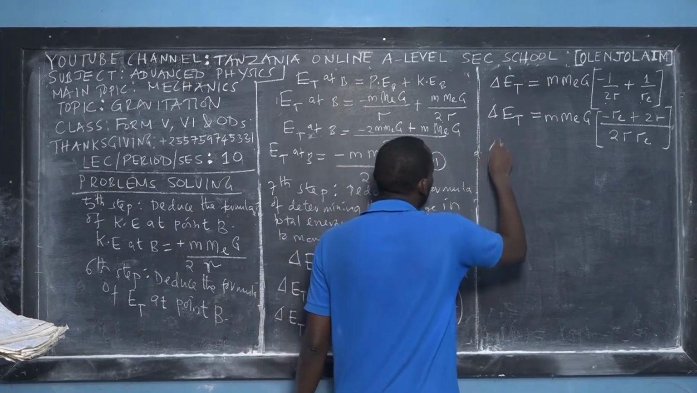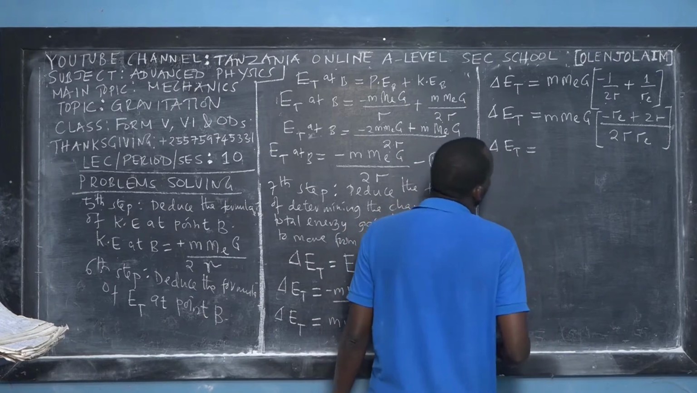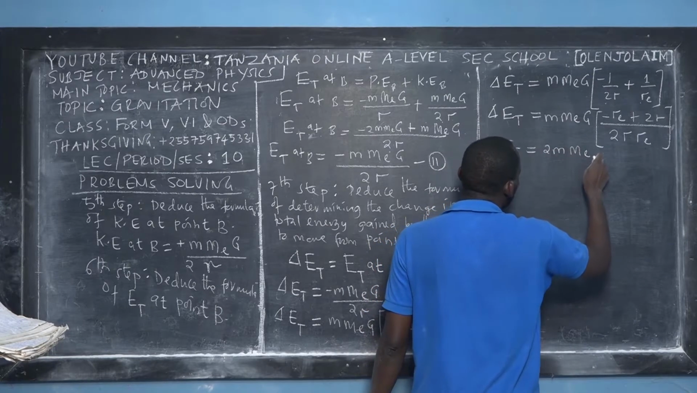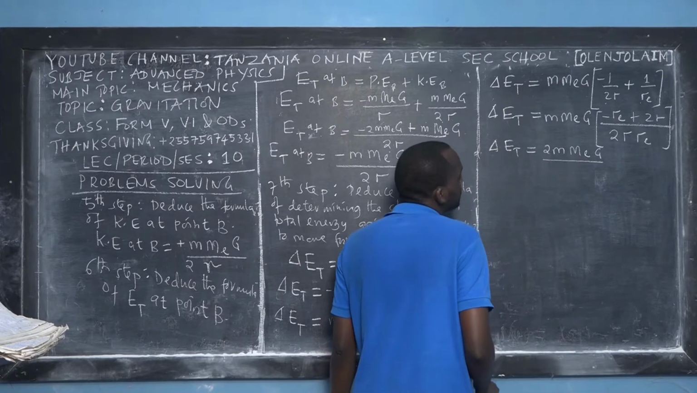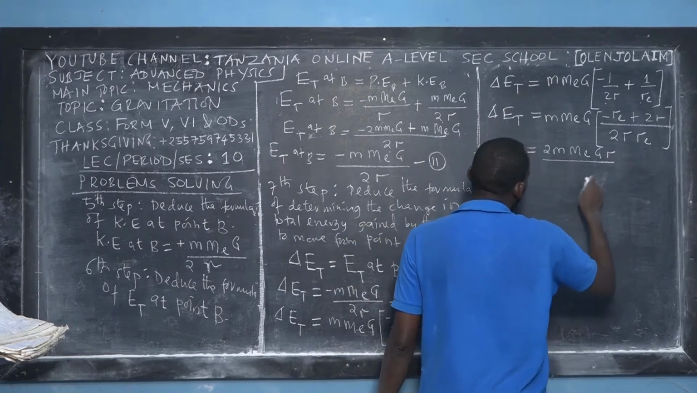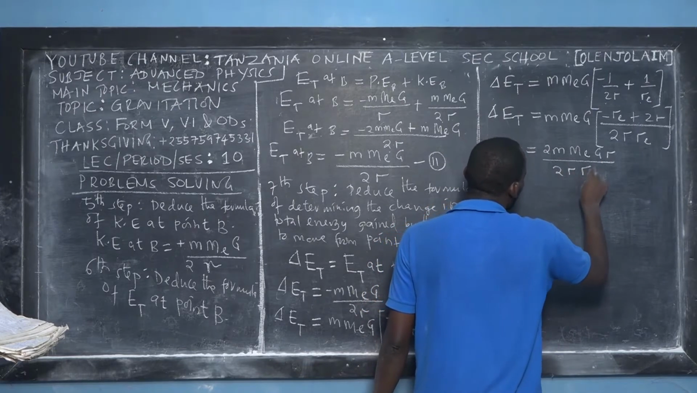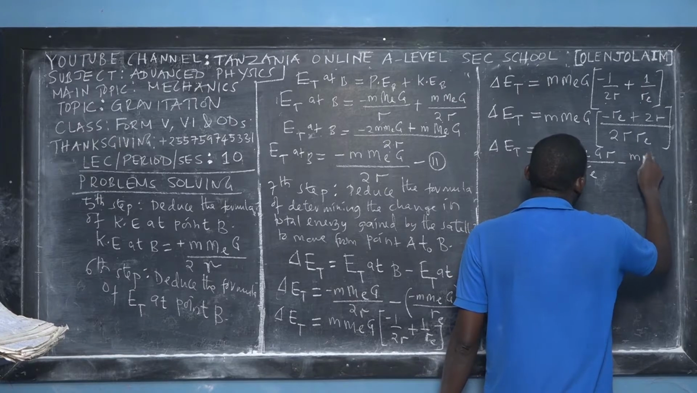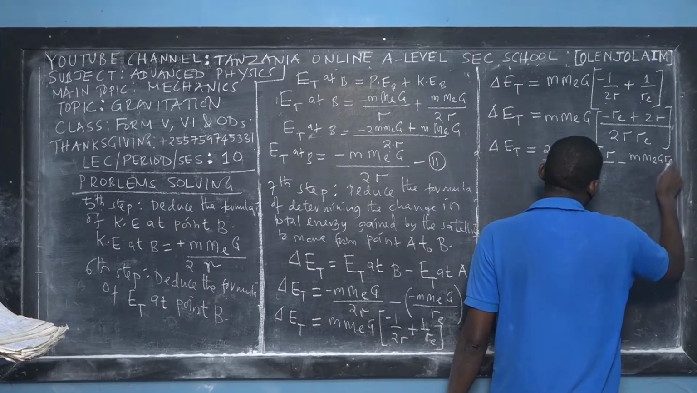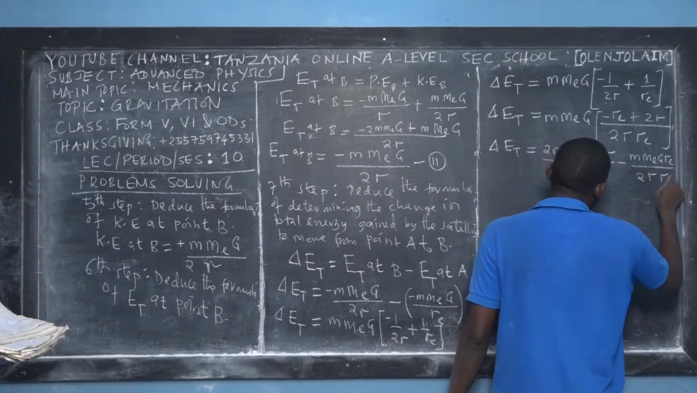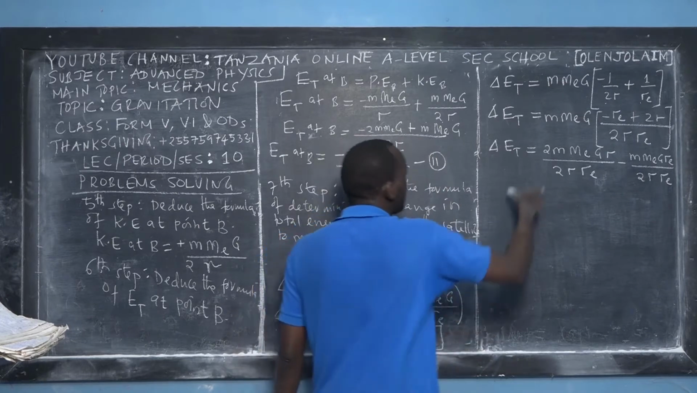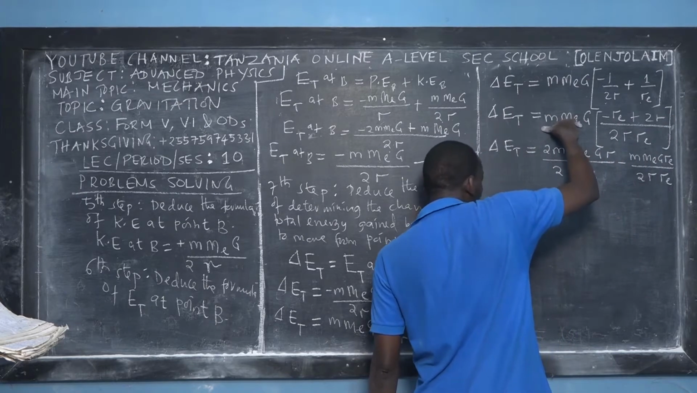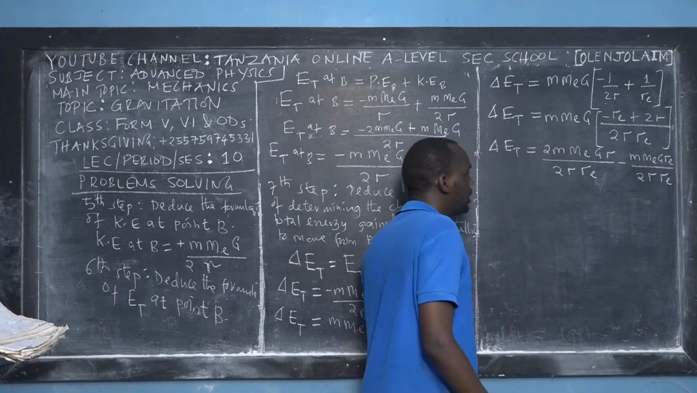Then we continue. Change in total energy between point A and point B. For this case, it will be twice the mass of the S times G times R, divided by twice R times the radius of the S, minus the mass of the satellite times the mass of the S times G times the radius of the S, divided by twice the radius of the S. I take this product of constants and multiply with this one, that's what I wrote here, and then this one multiplied by this one, that's what I wrote in the numerator.